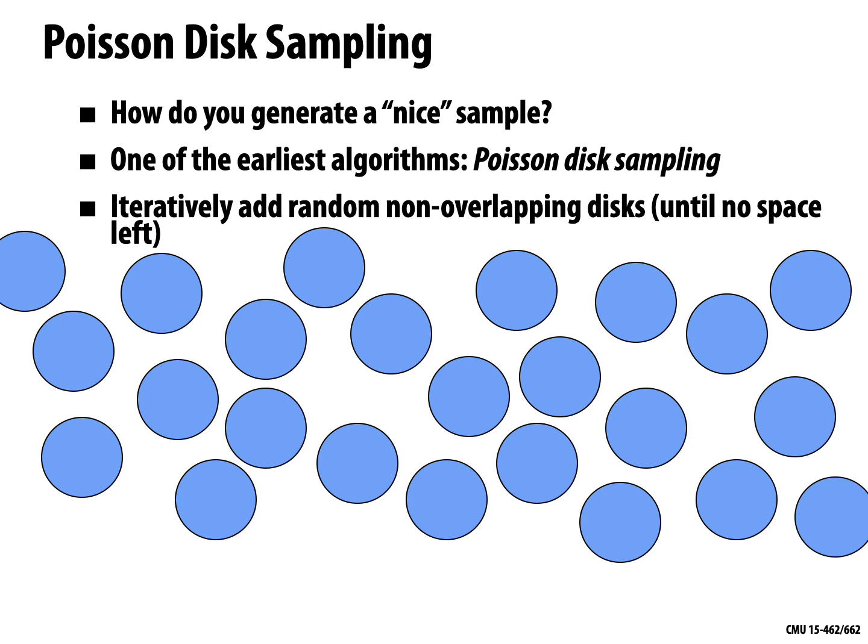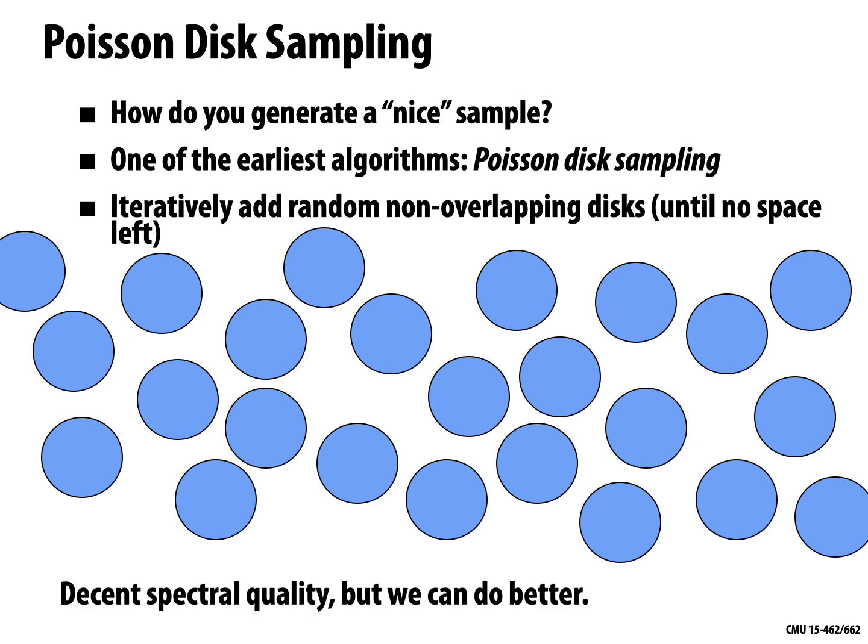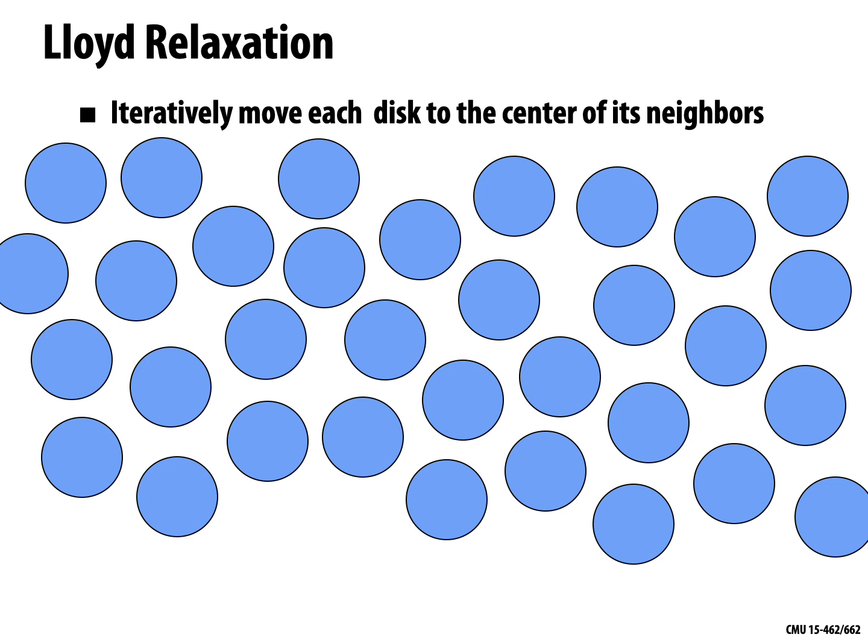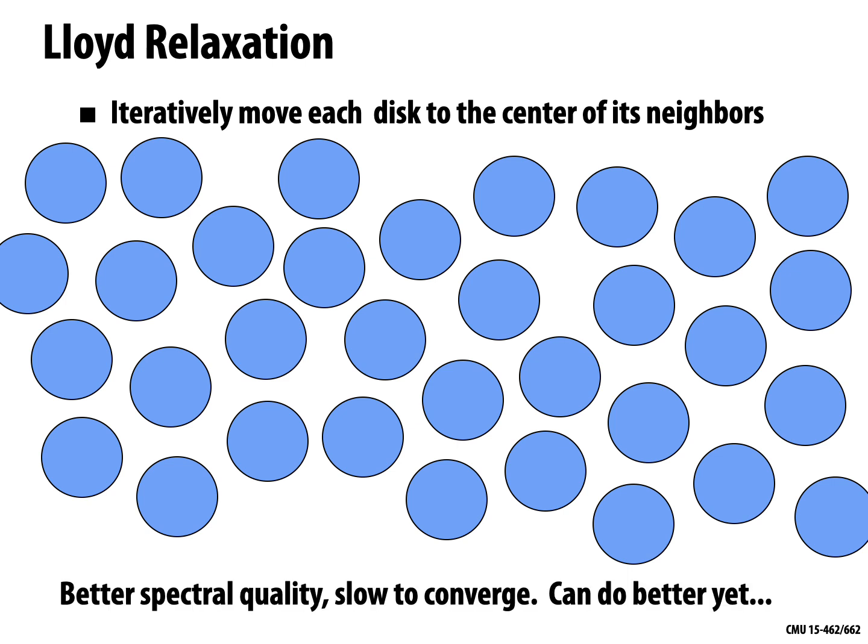If you use this strategy, you get a sample pattern that has pretty decent spectral quality, but you can do better. The next best thing you can do is take these points and iteratively move each point to the center of its local neighbors. So try to find your k-nearest neighbors, find their average, and try to move yourself toward that average, again without bumping into each other. Do that over and over again, and you'll eventually settle into a nice pattern.